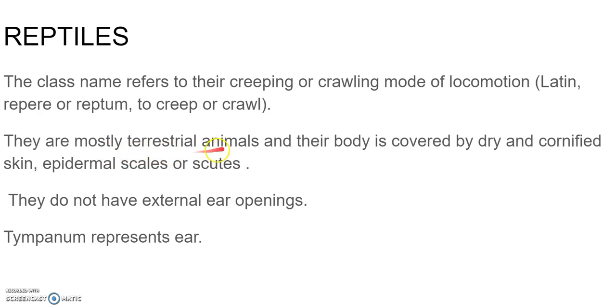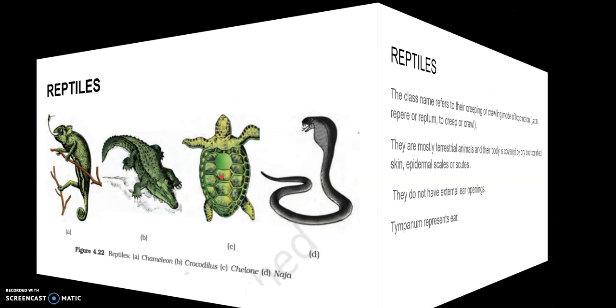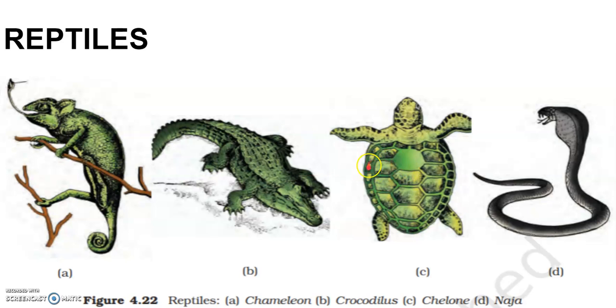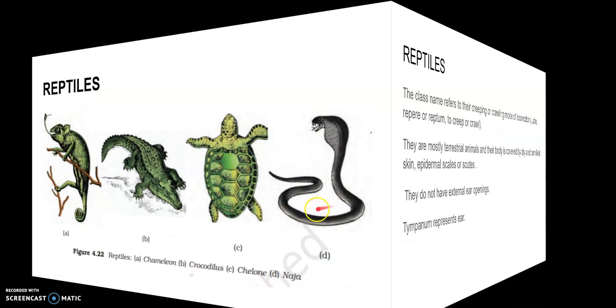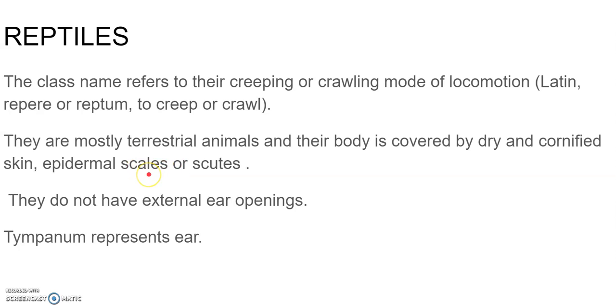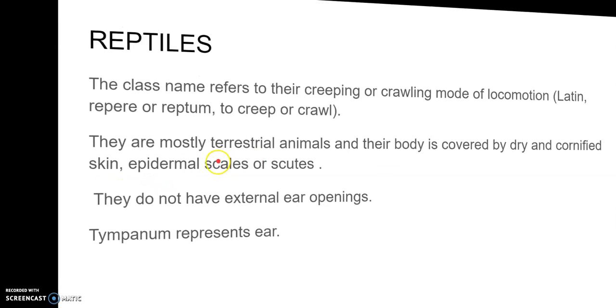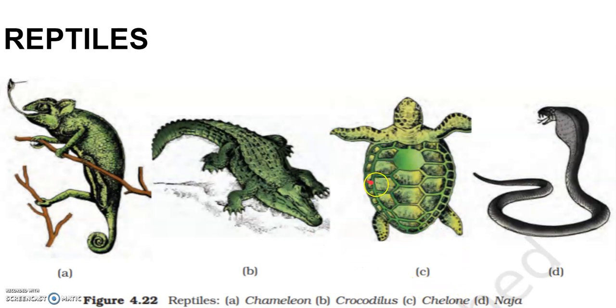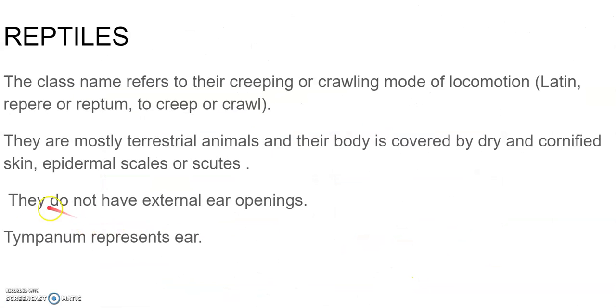What is their habitat? They are mostly terrestrial animals. How is their body? The body is dry. The body is covered by dry and cornified skin. Epidermal scales or scutes are present. You can see the scutes here, and these structures are called scutes. Sometimes there are scales on the body of a snake. If you observe here, Chelone, it has scutes. These structures are called scutes, and the body is covered by dry and cornified skin.